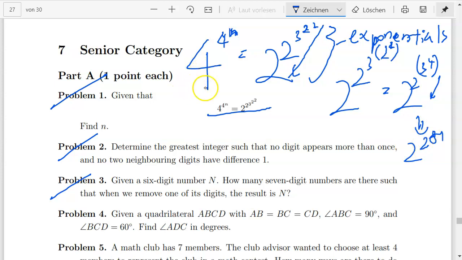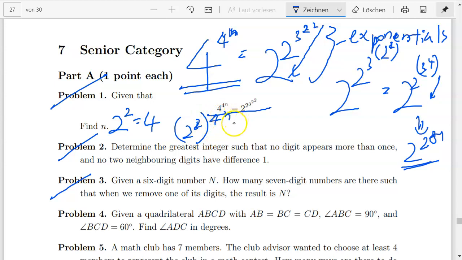And now we want to equate this 4 exponential with this 2 exponential. Because we know 4 is 2 to the power of 2, we can turn it into 2 to the power of 2 times 4 to the power of n. Because these are multiplicative, when we bring it out, we will have 2 to the power of bracket 2 times 4 to the power of n.